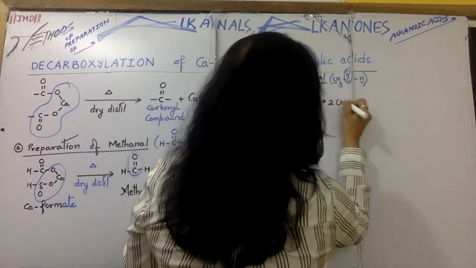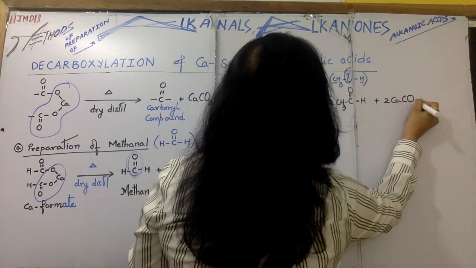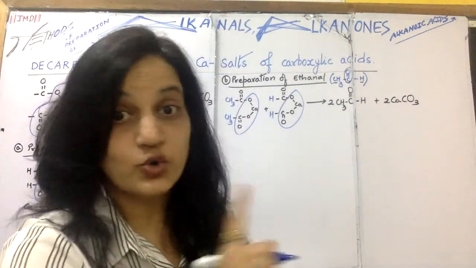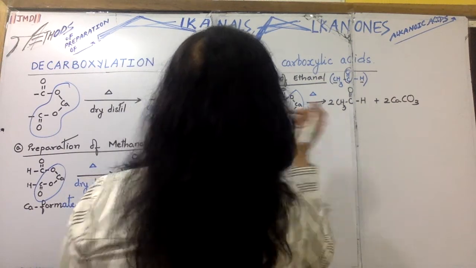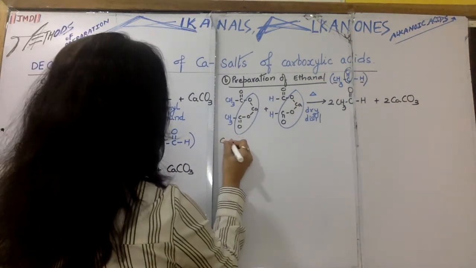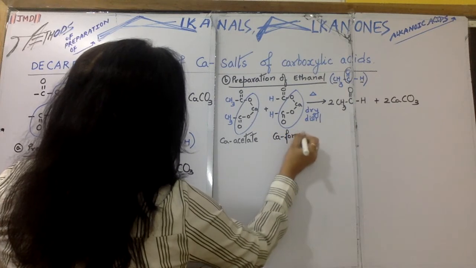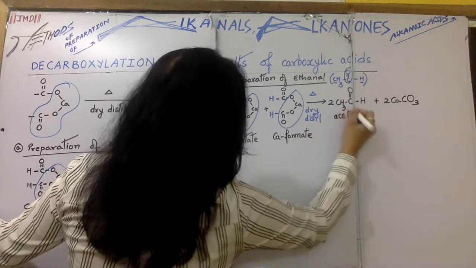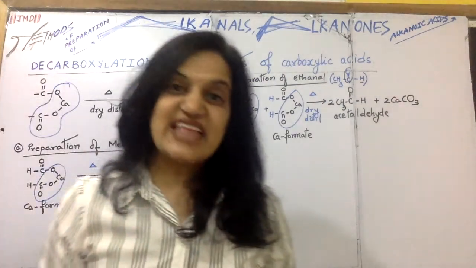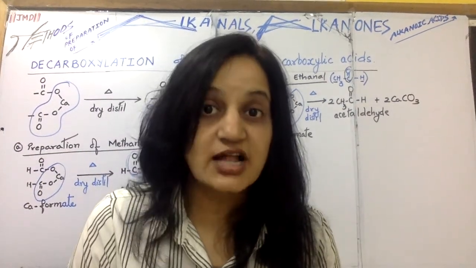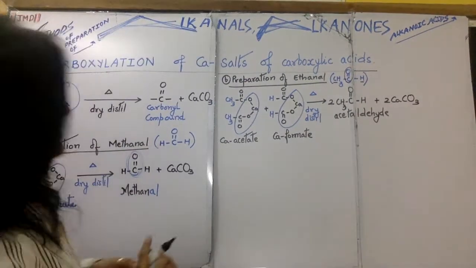So I got two molecules of acetaldehyde, or ethanal, plus 2CaCO3. Don't forget, it is dry distilled. Okay, so this is calcium acetate, and this is calcium formate, and this is acetaldehyde. The IUPAC name of calcium acetate is calcium ethanoate. And the IUPAC name of calcium formate is calcium methanoate. And acetaldehyde in IUPAC system is called ethanal.